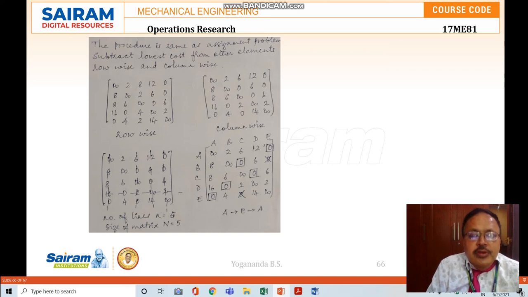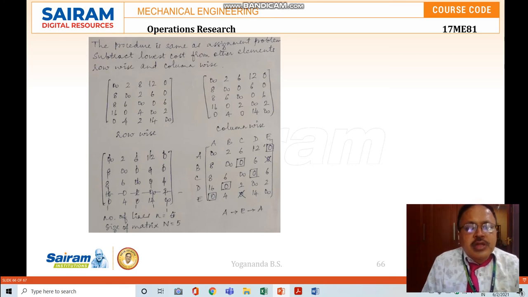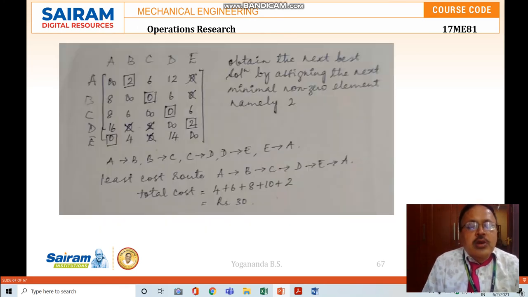Like this we are getting the allocation from A to E, then E to A. So without visiting the other cities like B, C and D, from A he has started, gone to E, and from E he is returning to A. Without visiting all the cities once, he cannot return to his origin. So this allocation does not hold good.